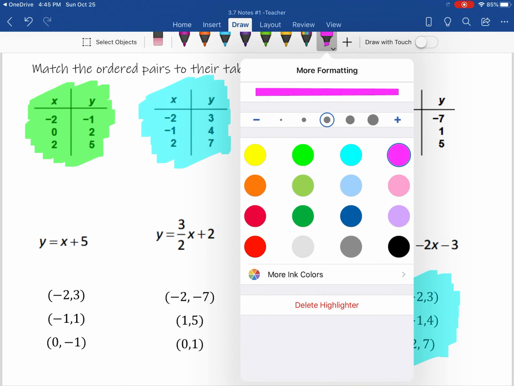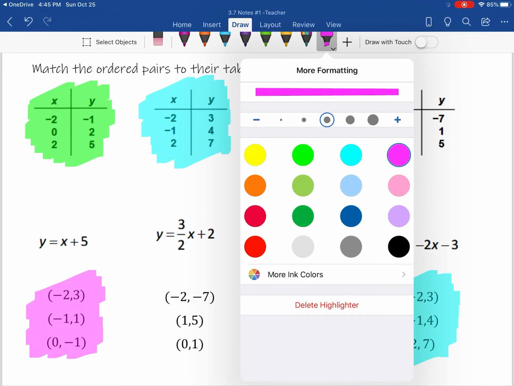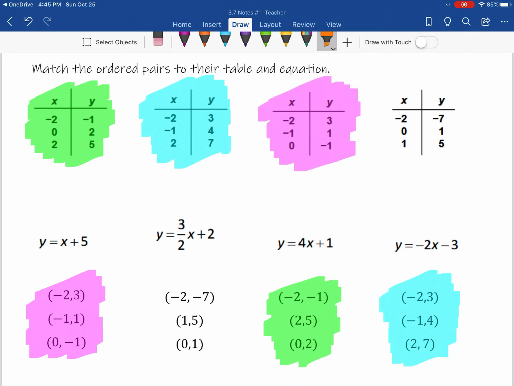And let's see, I'm going to grab a third color for my third table. So -2, 3, -1, 1, 0, -1. And there's that one. And let's grab a fourth color here. Let's grab orange. Okay. And then I want to match this table, -2, -7, 0, 1, 1, 5. So there's the ordered pairs. Okay, that was the easy part.